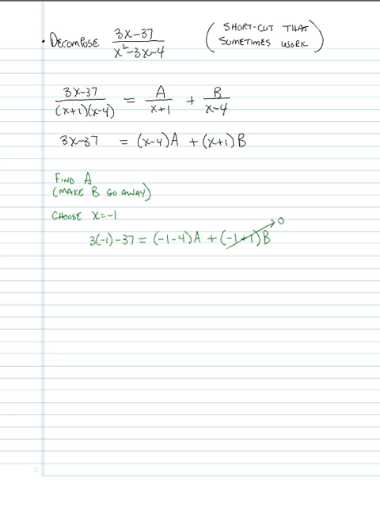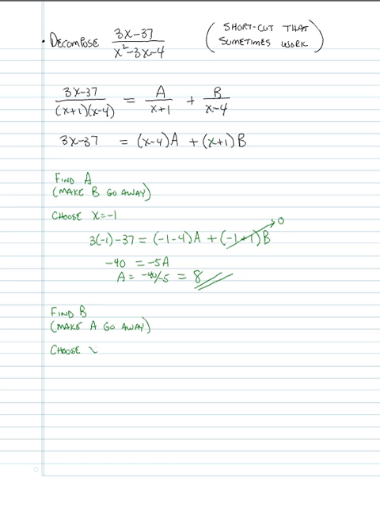And so what I'm left with is -3 minus 37, or -40 on the left side, and -5 times A on the right. And so I have A is -40 divided by -5, which is +8. And that's what we found before. Now, if I want to find B, then it would be nice to make the A go away. That means I need to choose an appropriate value of x so that x minus 4 ends up being 0, and then I have 0 times A.